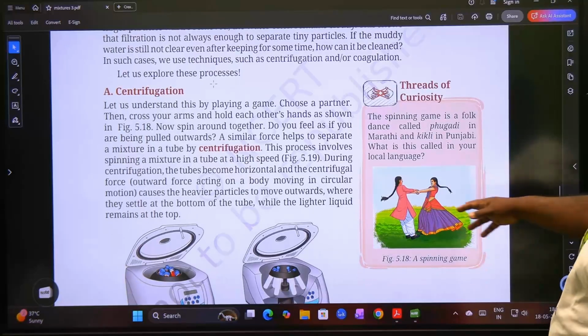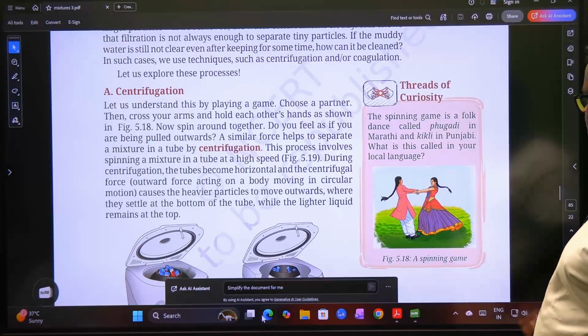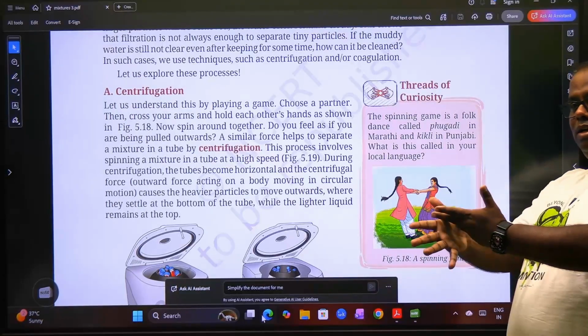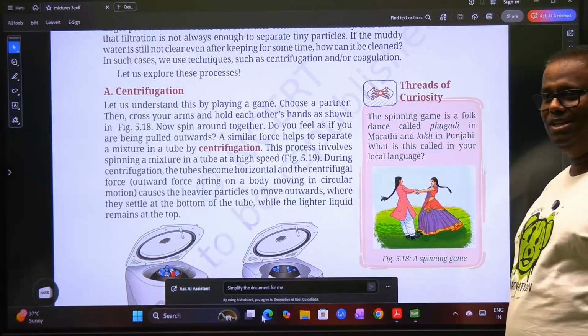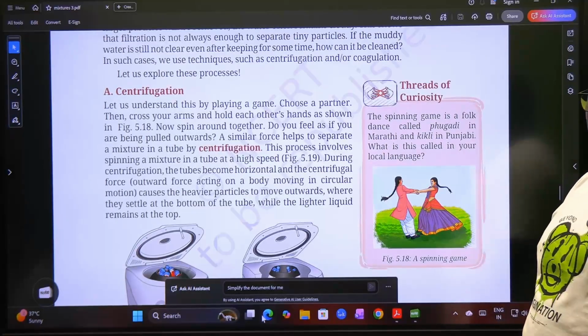Spinning game is like this. Okay. You should actually rotate like this and suddenly release the girl. Then what will happen? She will be under the impact of centrifugal force and she will fly away tangentially.